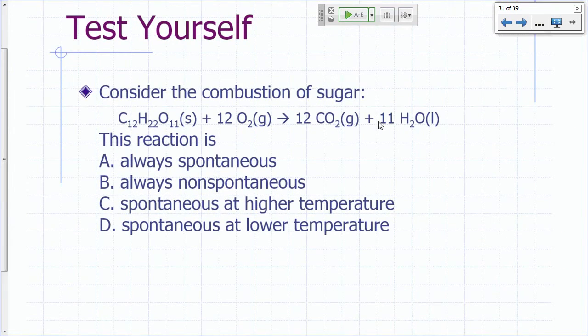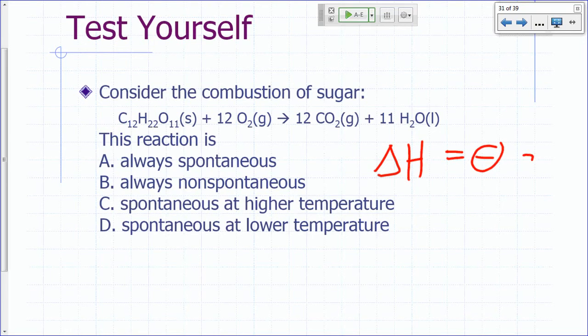Let's look at this reaction here. Combustion of sugar. If sugar is burned, okay, do you think this reaction is going to be always spontaneous, always non-spontaneous? This will be spontaneous at higher temperature or spontaneous at lower temperature? Okay. Let me help you out here. What delta H do you think this is going to be? When sugar is burned, does it generate heat or absorb heat? When you burn something. So what's delta H?